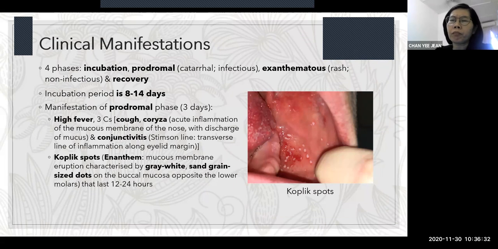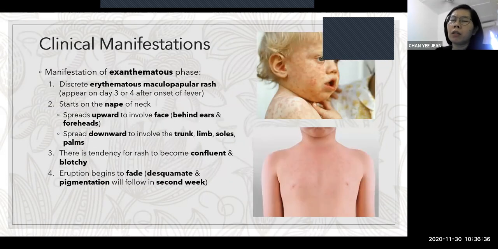So the next slide, I think. The second slide, the one before that.